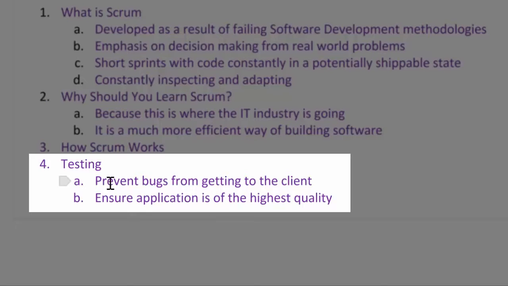First, the purpose of testing. It doesn't matter manual or automated testing. The reason why testers were created was to prevent bugs from getting to the client, and to ensure that the application is of the highest quality. Probably this one is the overall goal, and then this one is a method of making sure that the application is of the highest quality. Either way, your goal as a tester, whether manual or automated, is to ensure that the application is of the highest quality.